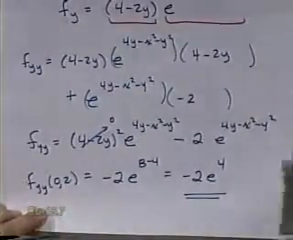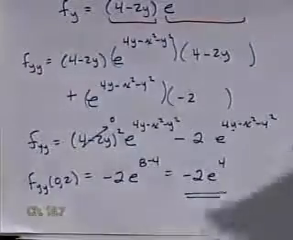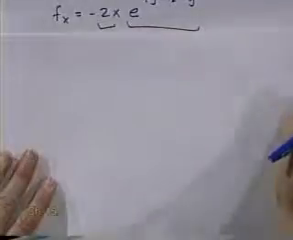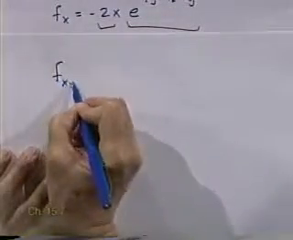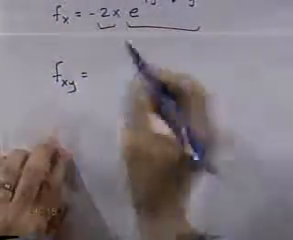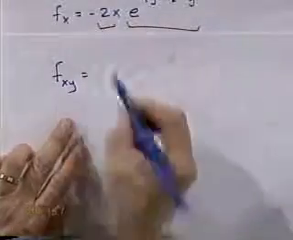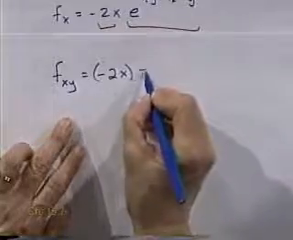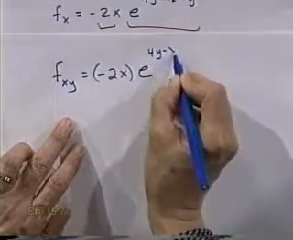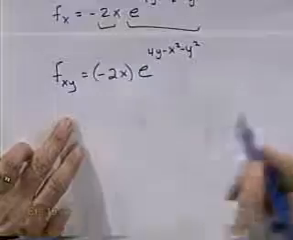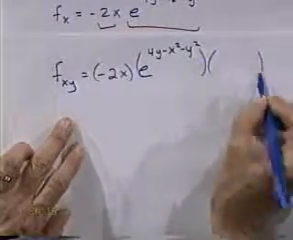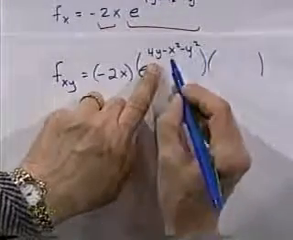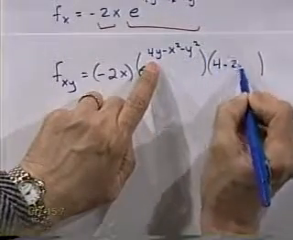Okay. Lastly, we've got to do fxy. Well, I think I'm going to find it easier to start with the partial with respect to x. So if I want to get fxy, again, this is a u times a v. So it's the first times the derivative of the second. That's going to be e to the 4y minus x squared minus y squared times, now we're differentiating that with respect to y, so we're going to get 4 minus 2y.